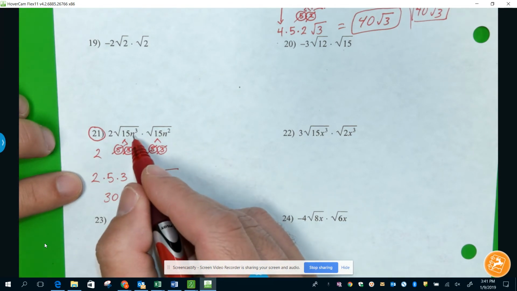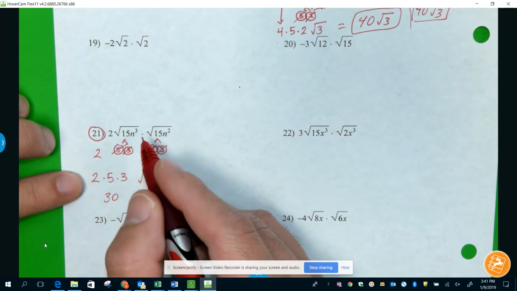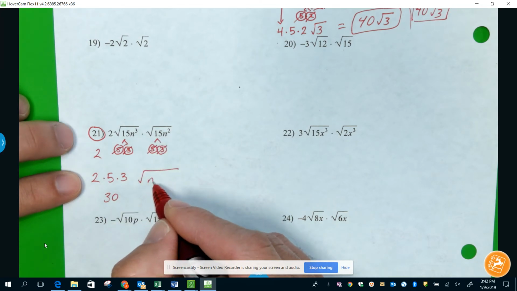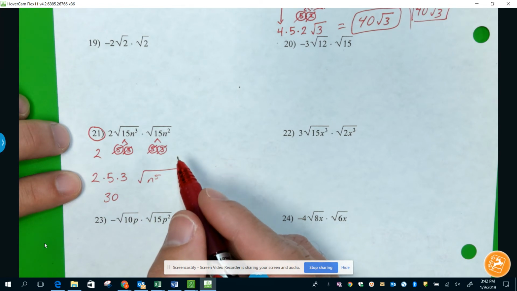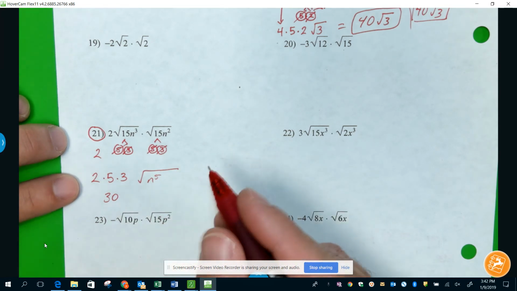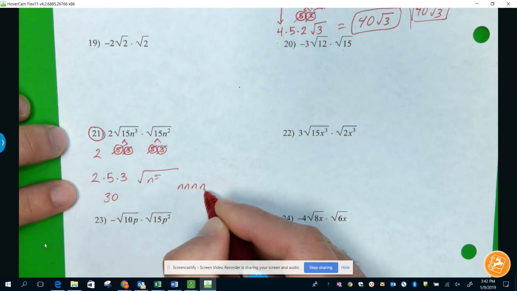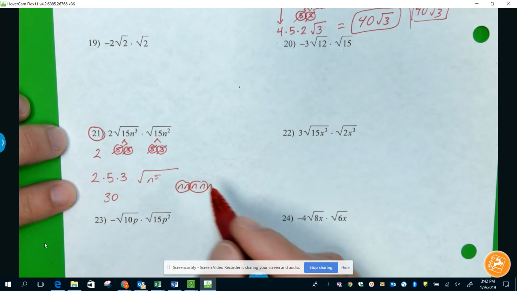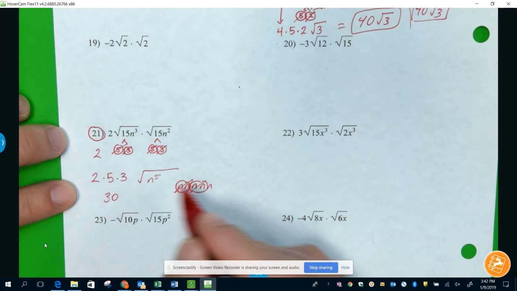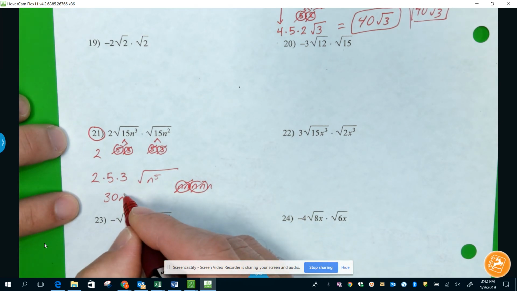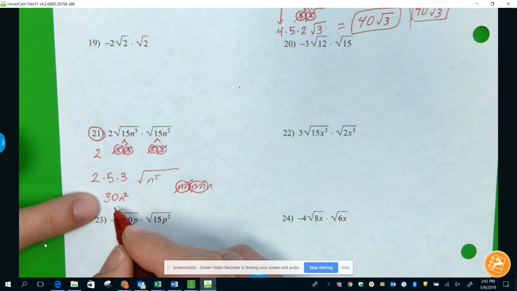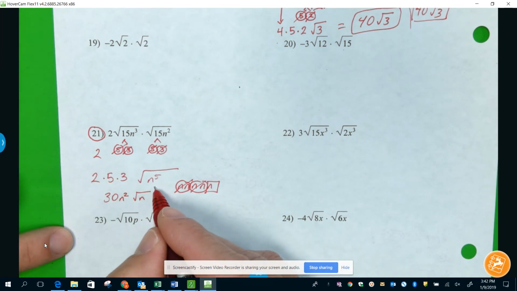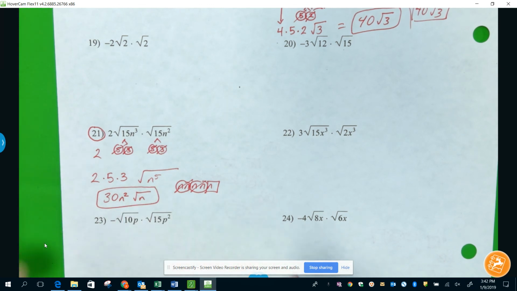Now your n's. 3 and 2 gives n to the third times n squared. 3 and 2 gives me 5 of them. And I'm going to break those down just like I did on the front page. If I have 5 n's, I'm looking for pairs. I've got 2 pairs. These 2 pairs get to team up and go outside with my 30. The single n has to go back home alone underneath the radical.